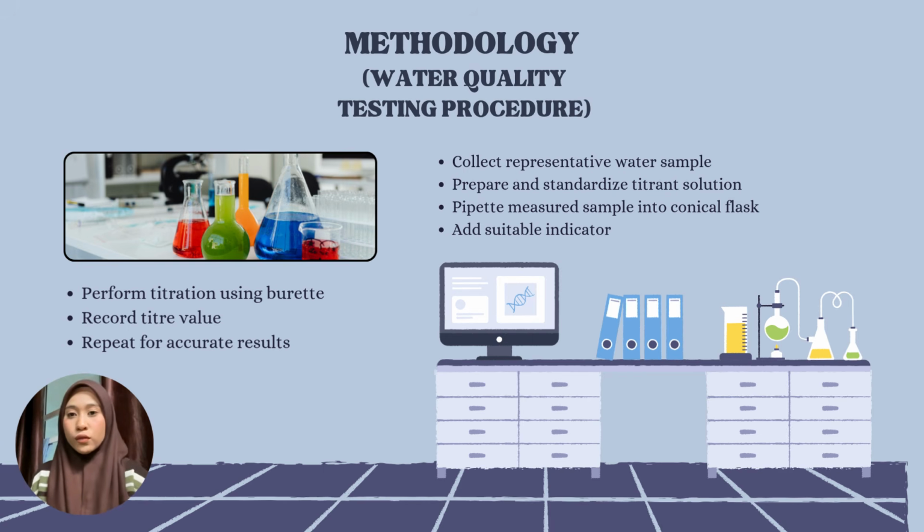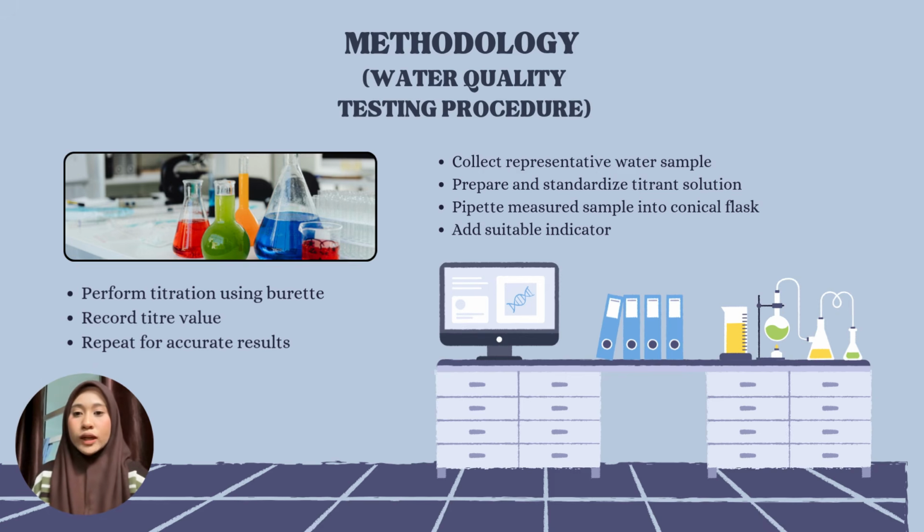Next, a fixed volume of the water sample is transferred into a conical flask using a pipette. Using an exact volume is important for obtaining reliable and reproducible calculations. A suitable indicator is added to the sample. The indicator changes color when the reaction reaches the endpoint, signaling that the titration is complete. Next, the titrant is slowly added from a burette into the flask while continuously swirling the solution. The titrant reacts with the target substance until the endpoint is reached.